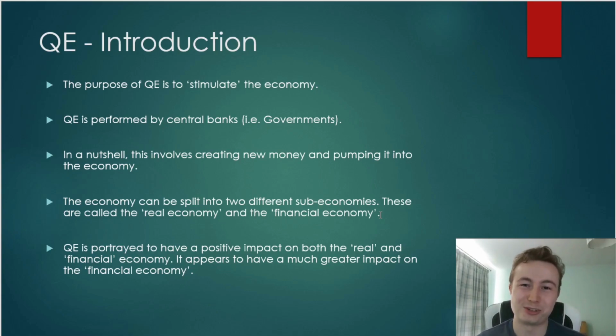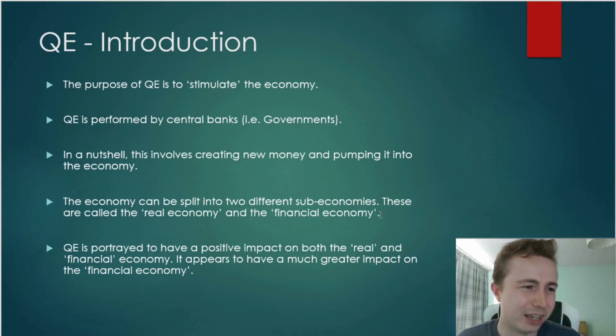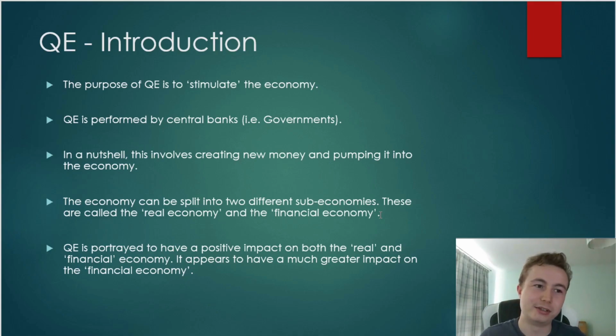Of course, with the stock market, Joe Bloggs is involved in that a fair bit, but generally the financial economy is reserved for those large financial institutions, whereas the real economy is what affects Joe Bloggs. That is the day-to-day economy that we live in. The second point I'll make about these two different economies is that the financial economy, the total value of it, absolutely dwarfs the real economy.